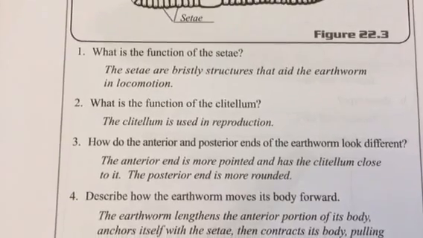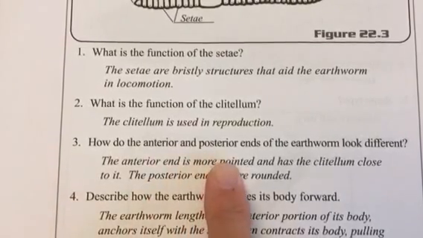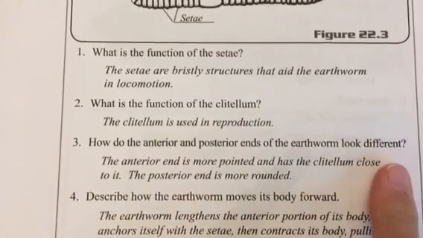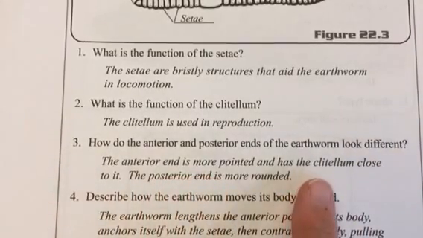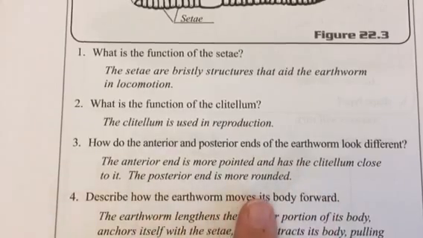Number three, how do the anterior and posterior ends of the earthworm look different? The anterior is more pointed and has the clitellum close to it, and the posterior is more rounded.